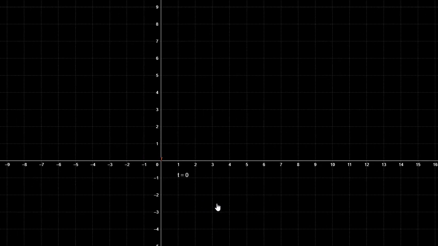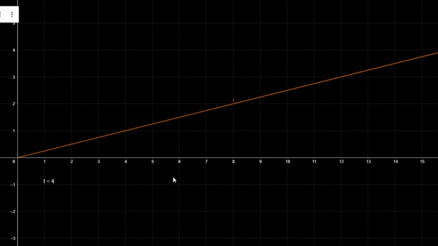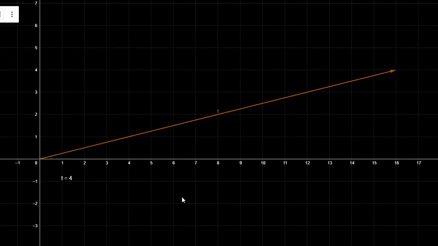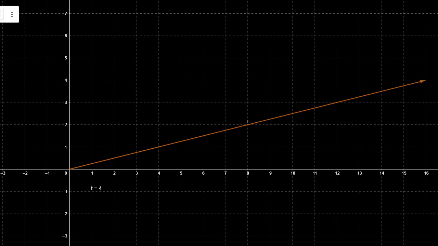Okay, so here we have a graph prepared. When t is equal to 0, the vector is just 0, 0, right? But when t jumps up to 1, we get the vector 1, 1. When t goes to 2, we get the vector 4, 2. At 3, we get the vector 9, 3. And at 4, it's right up the screen here, but we get the vector 16, 4.